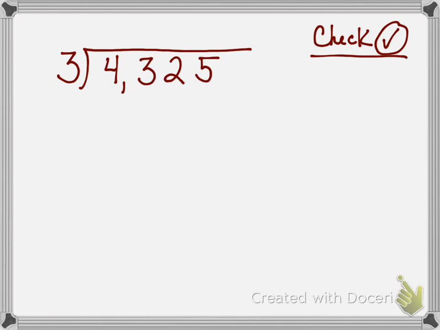So remember the steps. Divide, multiply, subtract, bring down, and sometimes the remainder. But lots of times after we bring down, especially tonight, we're going to go back and divide. So 3 can go into 4 once. 1 times 3 is 3.